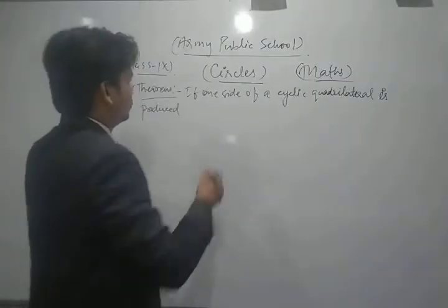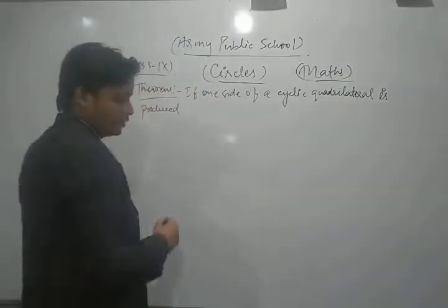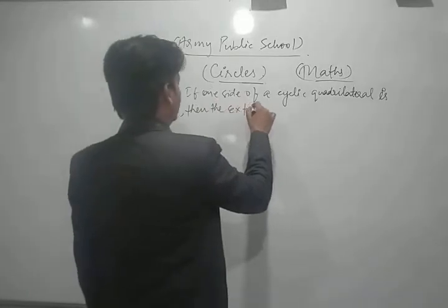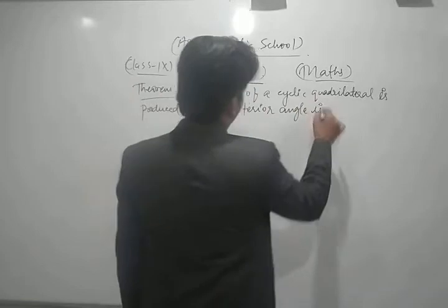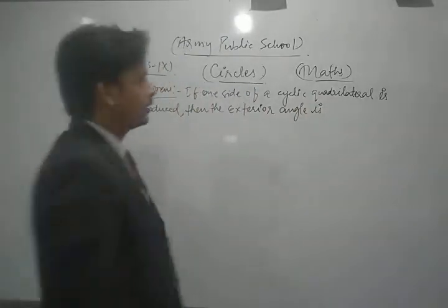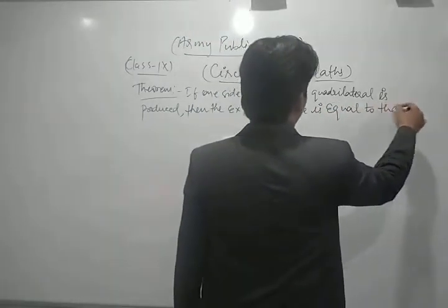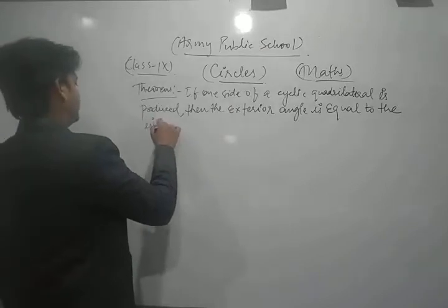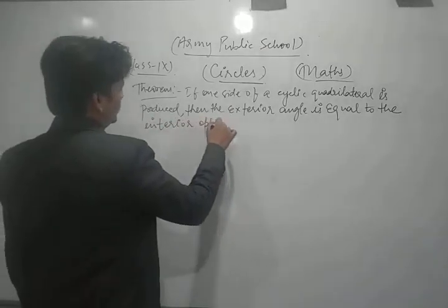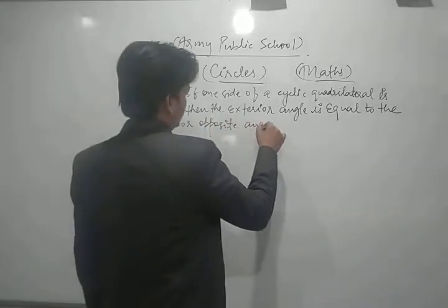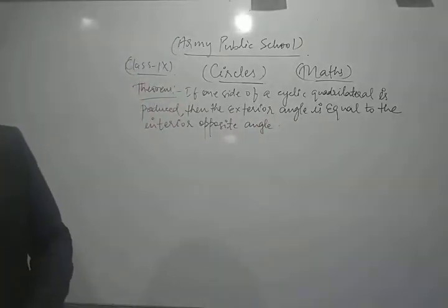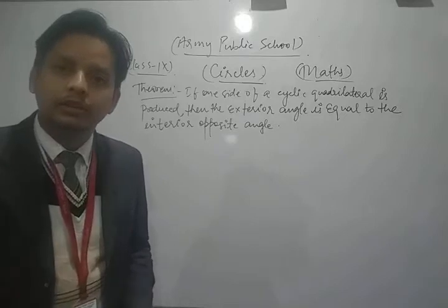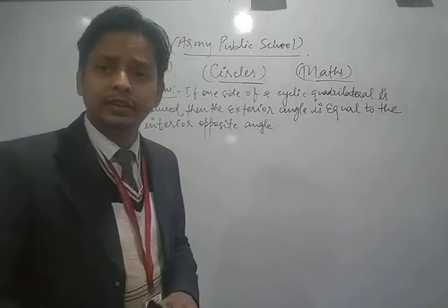Okay, dear students. If one side of a cyclic quadrilateral is produced, then the exterior angle is equal to the interior opposite angle. This is a very important theorem related to the cyclic quadrilateral. So let's see the process to prove that theorem. After that, we take and solve some important questions.